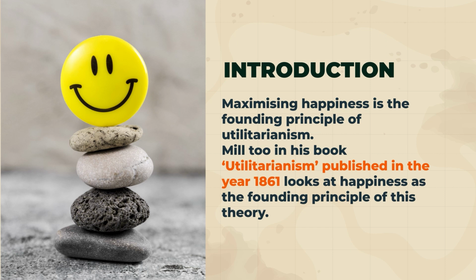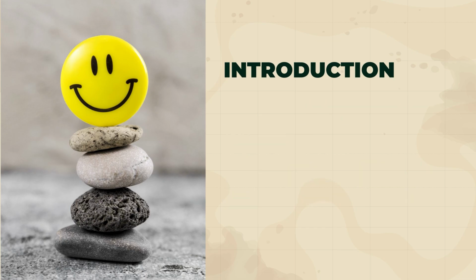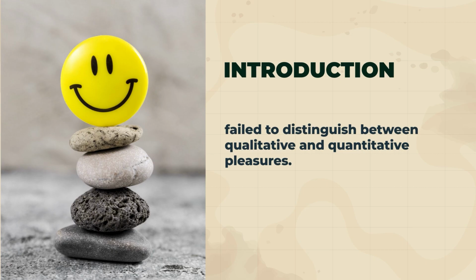If we look at John Stuart Mill's utilitarianism, he also talked about maximizing happiness as the founding principle of utilitarianism. Mill went on to publish his book Utilitarianism in the year 1861, and he looks at happiness as the founding principle of this theory. However, according to Mill, Bentham failed.